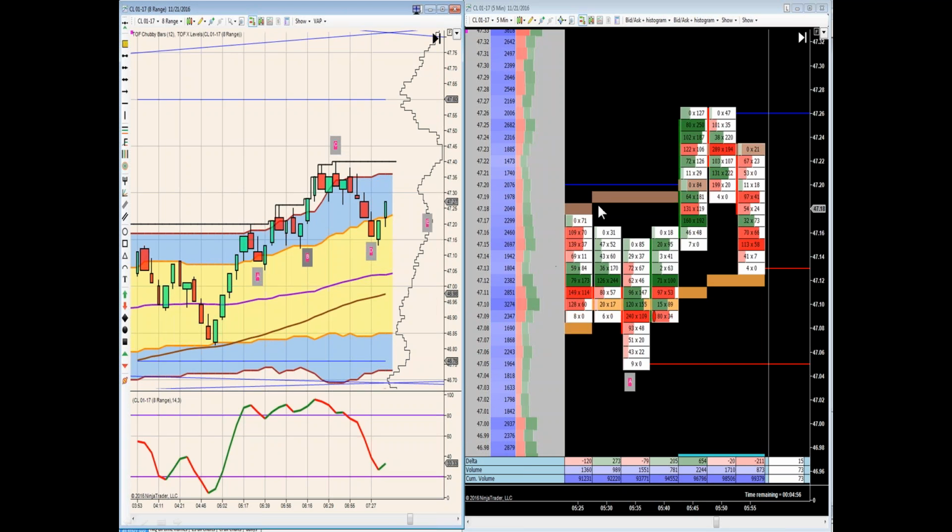So it's difficult to show price action on order flow if there are no orders coming in. So that's why I'm doing this, just FYI.